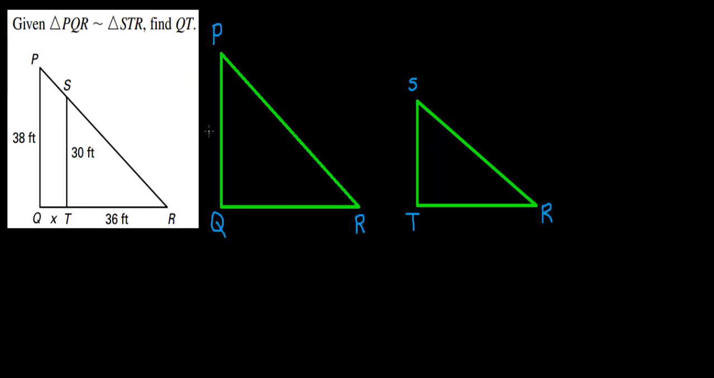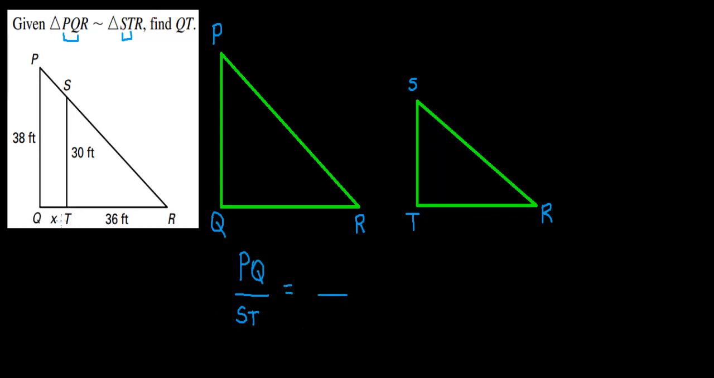So I'm going to start with PQ, which I know about. It's 38 feet. So I'm going to write PQ. Now PQ corresponds to which side on the other triangle? So let's look at our similarity statement. PQ is the first two letters of the statement, so that means it will correspond with the first two letters of the other label for the triangle, ST. So PQ corresponds to ST. And I write an equal sign and I create another ratio.